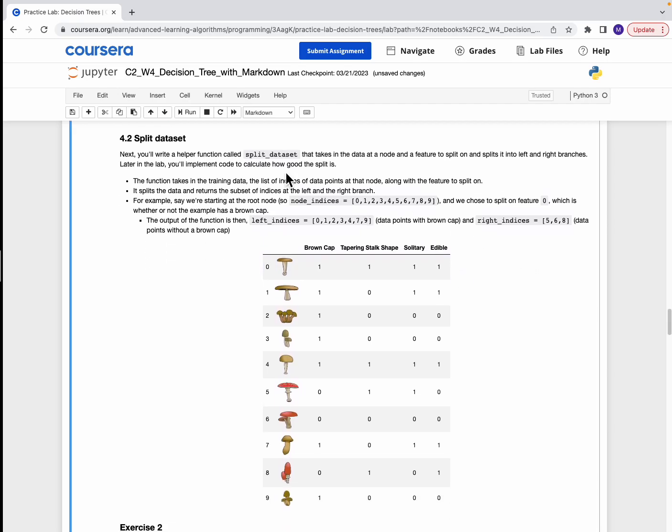Split dataset. We're going to write a different helper function called split dataset, which splits the data into the left and right branches for a particular feature. So in this example, we are starting at the root node, and we're splitting on whether or not it has a brown cap. And so in the end, we're returning this array, left indices, which are the mushrooms that have a brown cap, and these are the ones that do not have a brown cap.